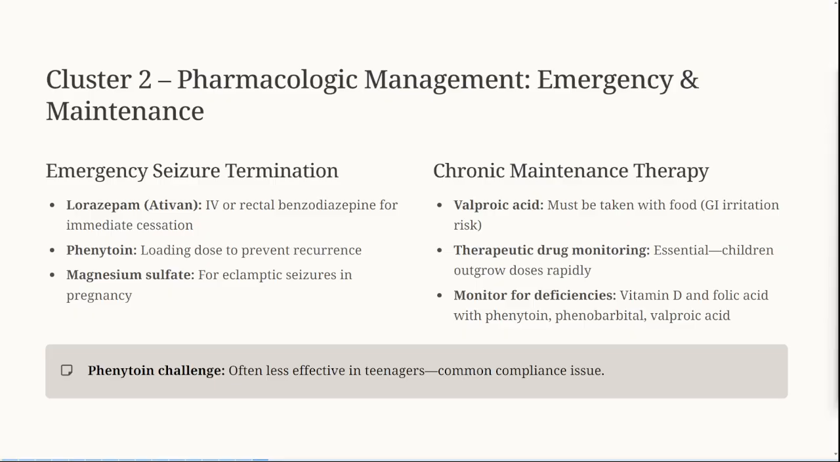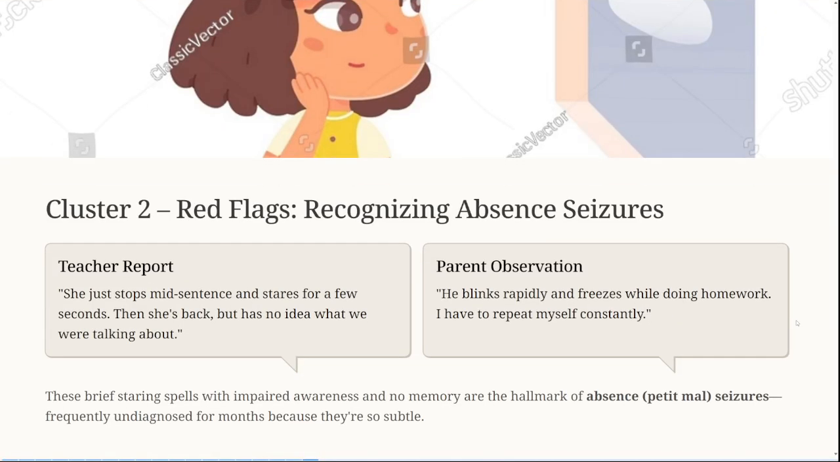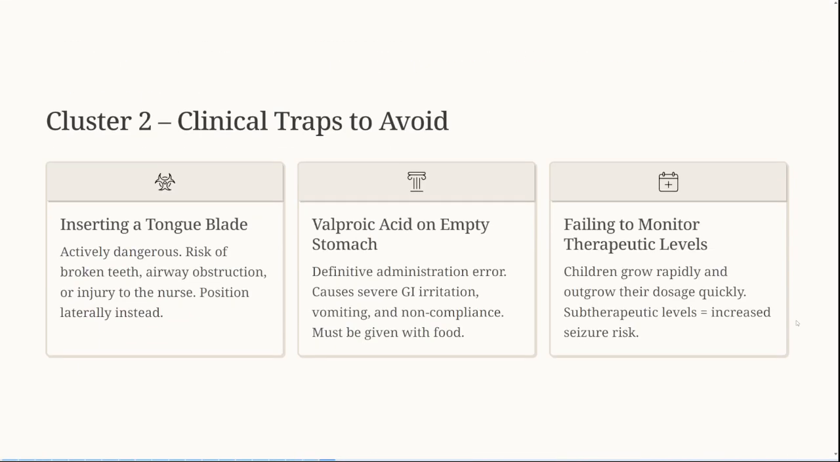Okay, a cluster quick recap. The mechanism is a lowered seizure threshold from things like fever, hypoglycemia, or structural focal lesions. Hallmarks are an aura, loss of consciousness and generalized seizures, or those subtle staring spells and absent seizures. The single biggest red flag is a seizure lasting over 30 minutes. That's status epilepticus. Priority actions are securing airway patency, lateral positioning, and accurately timing the seizure. And the key clinical trap to avoid is inserting a tongue blade or giving valproic acid on an empty stomach.